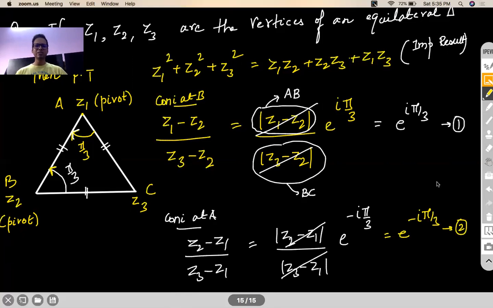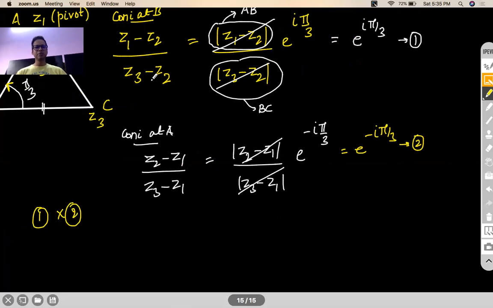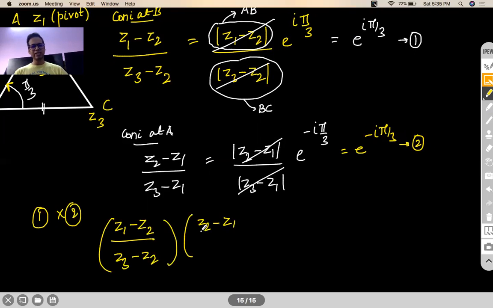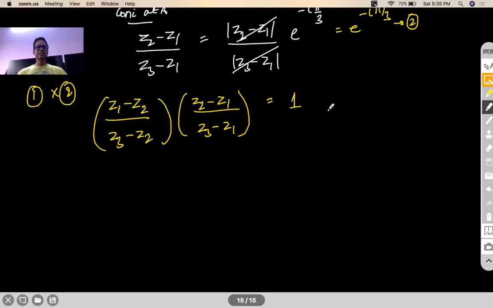Okay. Now what I will do is I will multiply 1 and 2. If you multiply the left hand sides, you get Z1 minus Z2 by Z3 minus Z2 times Z2 minus Z1 by Z3 minus Z1. And this term multiplies to this term to give you a 1, right? Because they are reciprocals of each other. Okay. So let's simplify this.